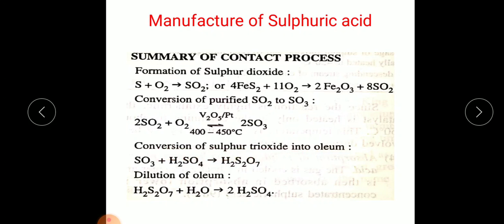After that, the next step involved is conversion of sulfur trioxide into oleum. This is done by treating sulfur trioxide with sulfuric acid itself. So for the preparation of sulfuric acid, we use sulfuric acid and it forms oleum, H2S2O7. Now this oleum on dilution, that means when we add water, forms pure sulfuric acid, H2SO4. This is known as the contact process for the manufacture of sulfuric acid.